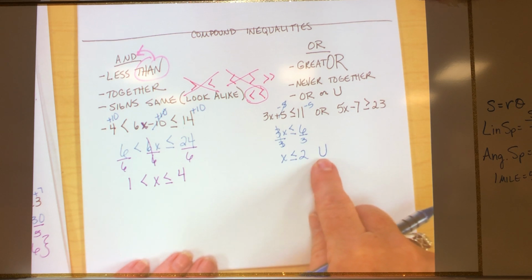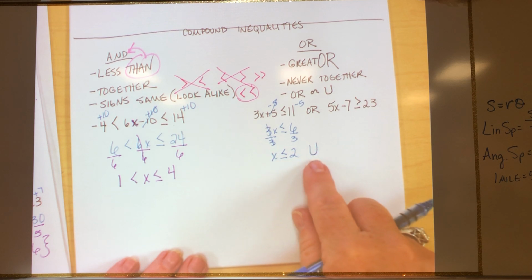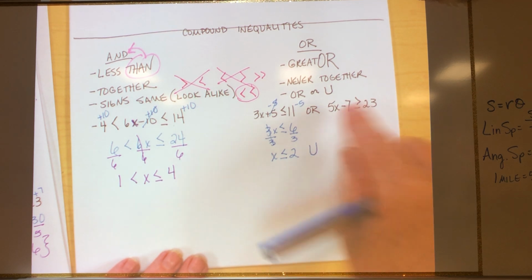That's crazy. Or. It's a union symbol. This is proper set symbols. All right, we're going to talk about those in a minute. All right, look up here.